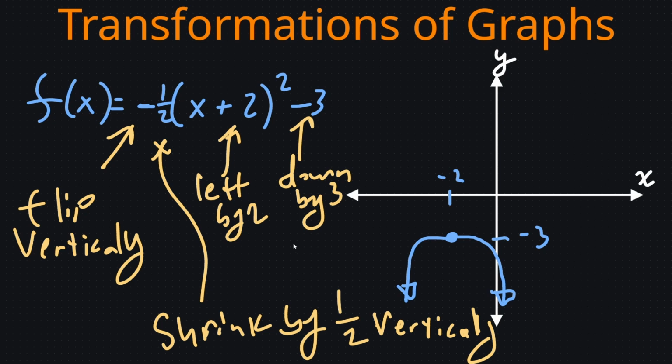So there are 4 effects happening. It's being flipped vertically. It's being shrunk by 1/2 vertically. It's being shifted left by 2, shifted down by 3. And as long as you follow the system of inside opposite, outside what you expect, inside left right, outside up down, these can be made much more manageable.